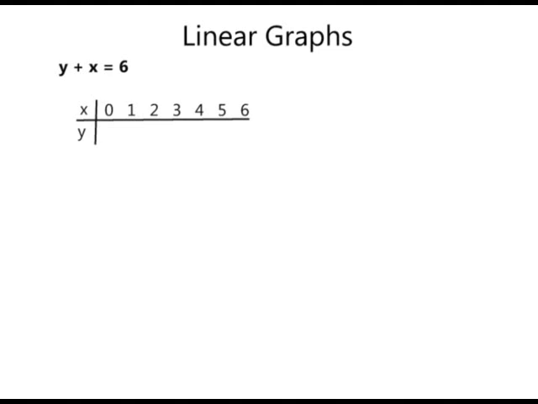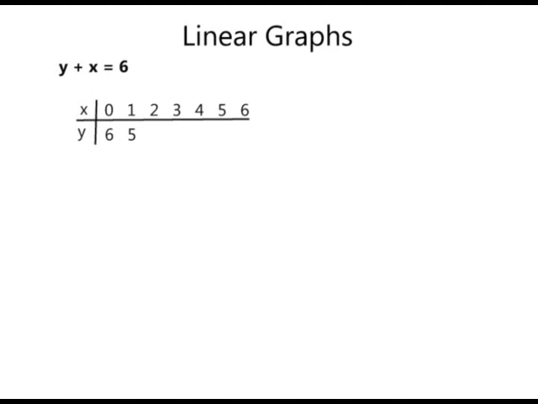Now, when x is 0, what will be y? If x is 0, so I substitute 0 in x here. So I'll have 0 plus y is equal to 6, and that means y will be 6. If x is 0, y will be 6. What if x is 1? So I substitute here, and I have 1 plus y is equal to 6, and then y is equal to 6 minus 1, and that gives me 5.